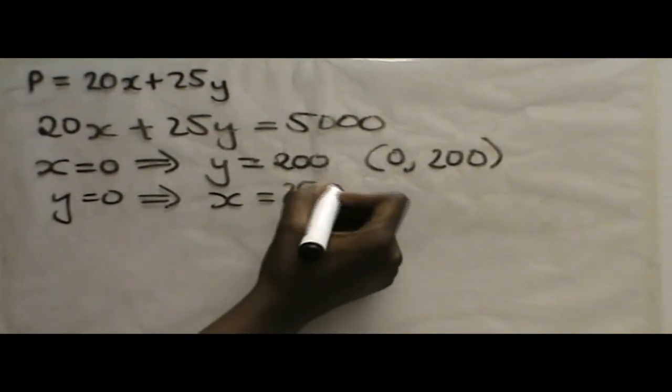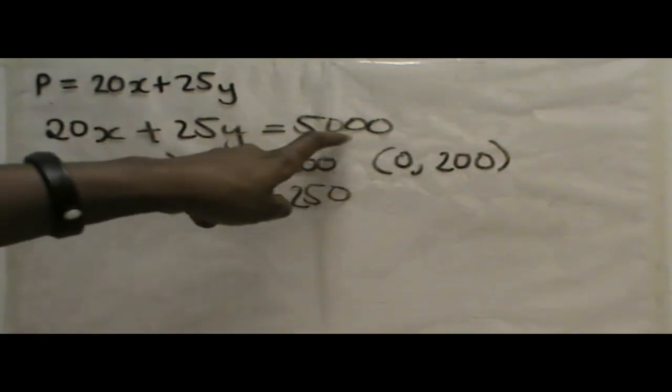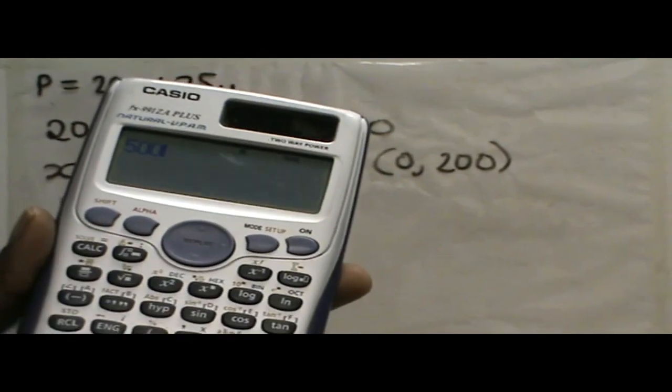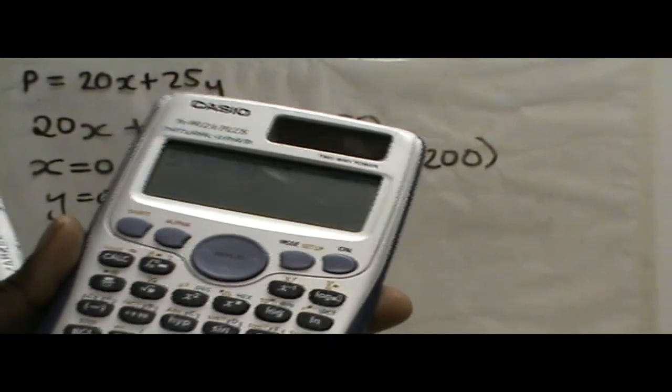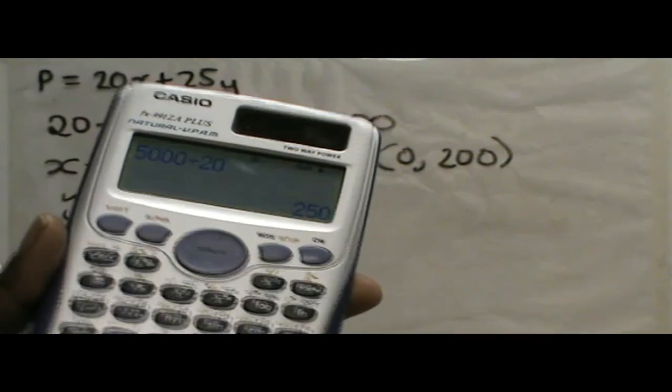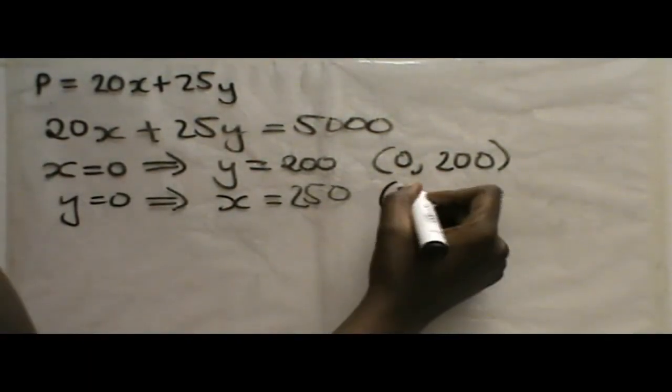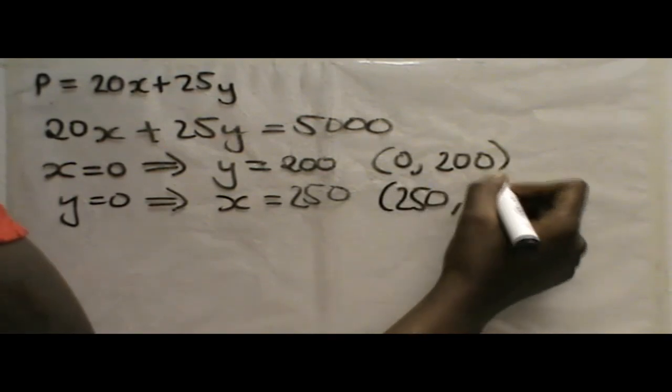And then I do the same thing. y is equal to 0. This means that x is equal to 250. Okay, so I make y 0 here. So I have 20x is equal to 5,000. And I divide by 20 on both sides. So here I have 5,000 divided by 20. And there I have 250. Okay, so this second point is 250, 0.